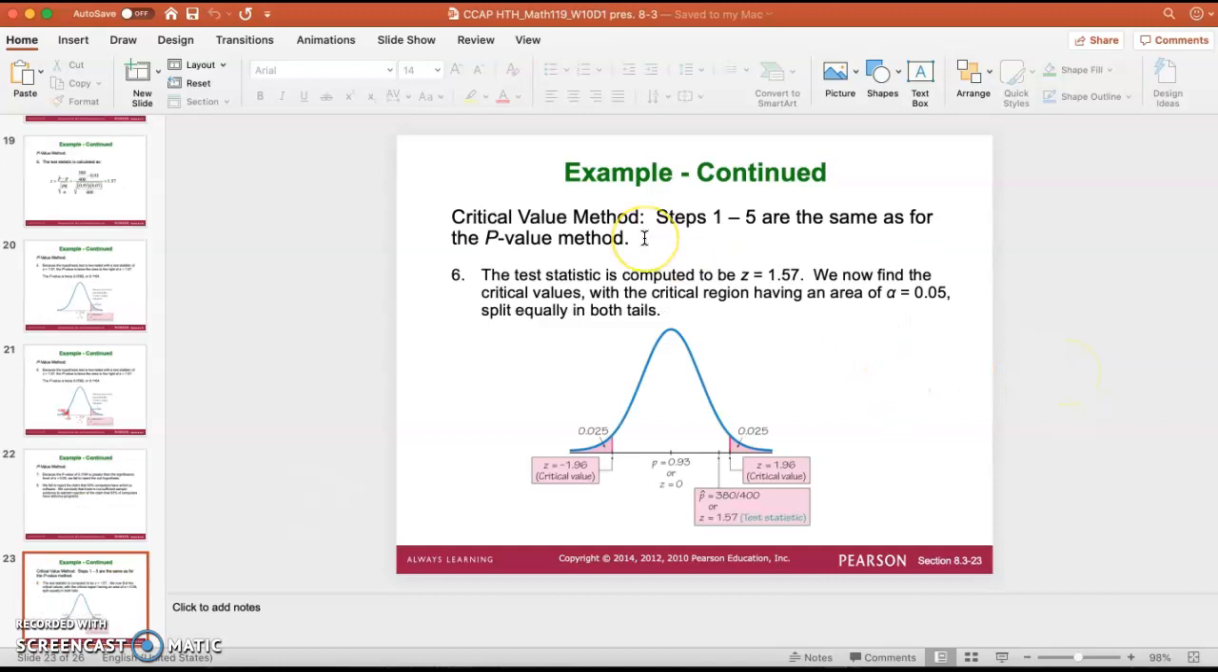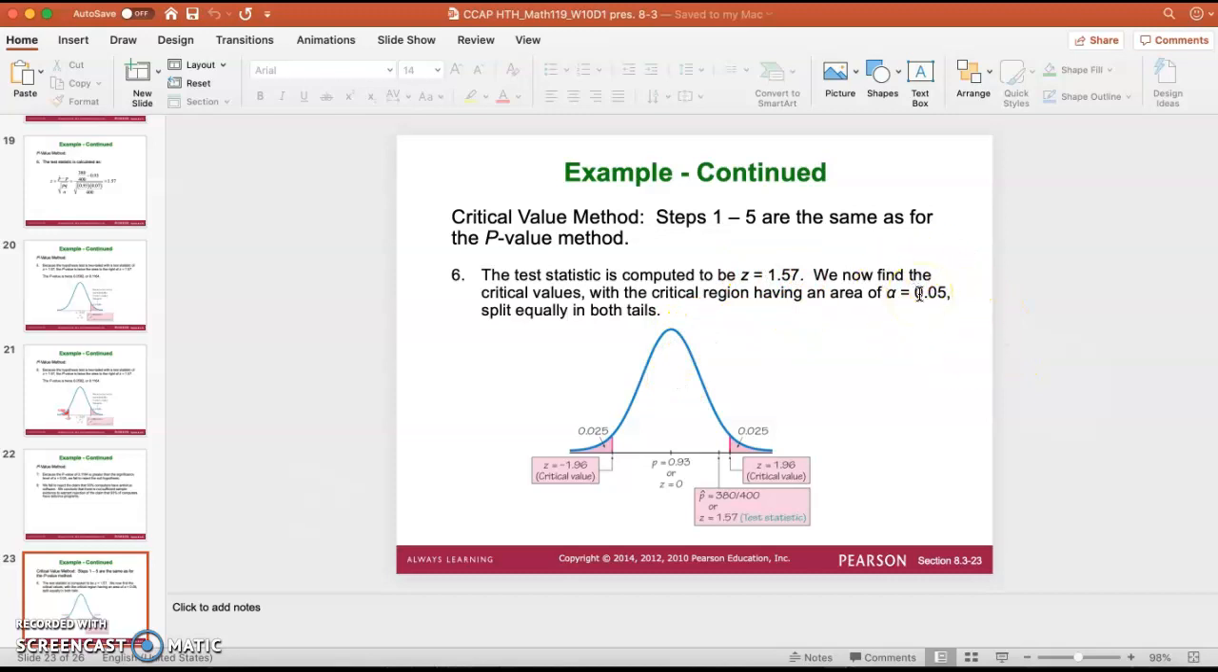All right, and so next I just want to address a little bit of the critical value method here. Again, this is one that we won't use quite as much. I want to emphasize the p-value method and confidence interval, but just to show you a little bit what the critical value method does: everything in steps 1 through 5 is the same.